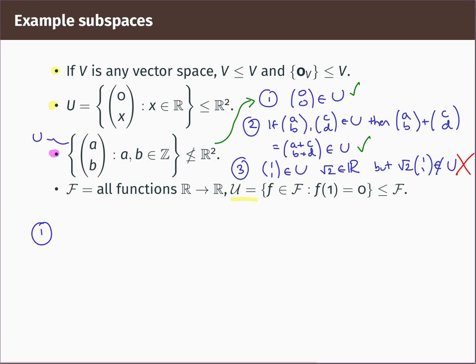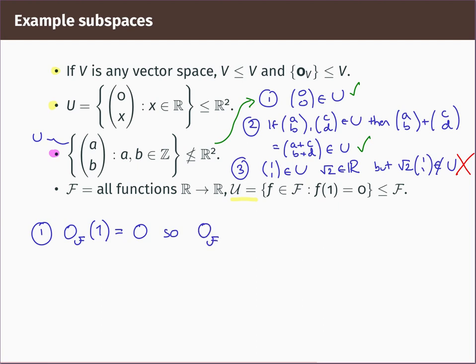The first condition is that U must contain the zero vector. But it does contain the zero vector. The zero vector in this case is the constant function which is always 0. So if you ask for the zero vector evaluated at 1, then you get 0, because the zero vector in this case is the constant function which is always 0. So certainly it's 0 at 1, because it's 0 everywhere. So it satisfies the condition to be in U.